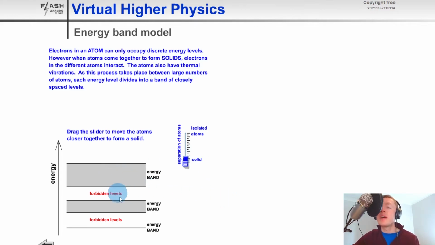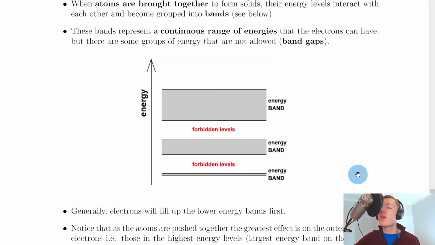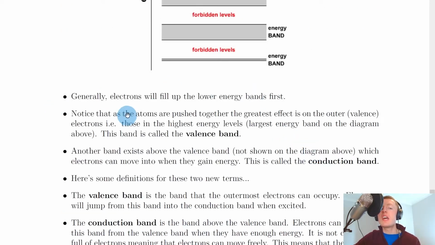And we still have forbidden levels or band gaps where electrons cannot occupy. So going back to the notes now, we've got the picture of what we've just seen. So we've got our energy bands here where electrons can occupy, and we've got forbidden levels or band gaps. And it says here that generally electrons will fill up the lower energy bands first.